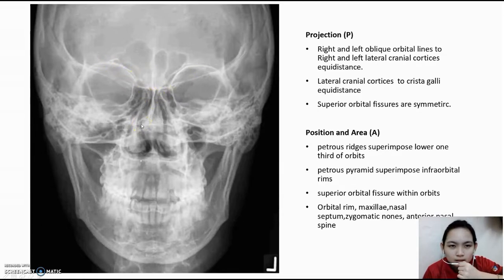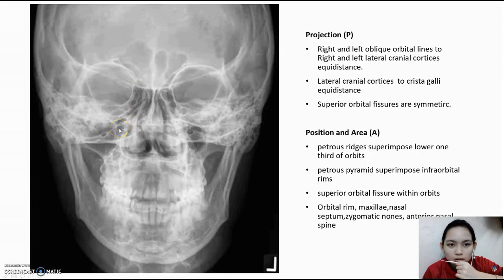If this is a Caldwell 15-degree caudad, the petrous ridge is superimposed on the lower one-third of the orbit, because the pyramid is superimposed on the infraorbital rims too. Superior orbital fissure is within the orbit.